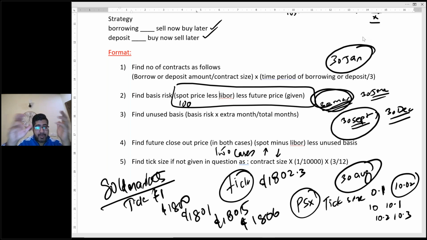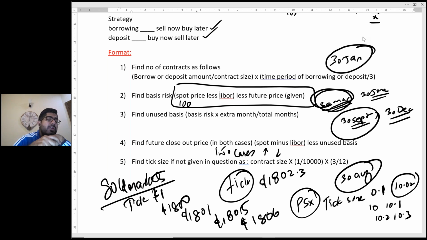I'm repeating these 5 steps, and then if you have any questions, you can ask, and then we will move towards the further steps. So the future strategy of borrowing is sell now buy later, and of deposit is buy now sell later. The first step is to find number of contracts as follows: the borrowed or deposit amount over contract size into time period of borrowing or deposit over 3. Then you need to find the basis, commission, spot less LIBOR, less futures price that will be given.